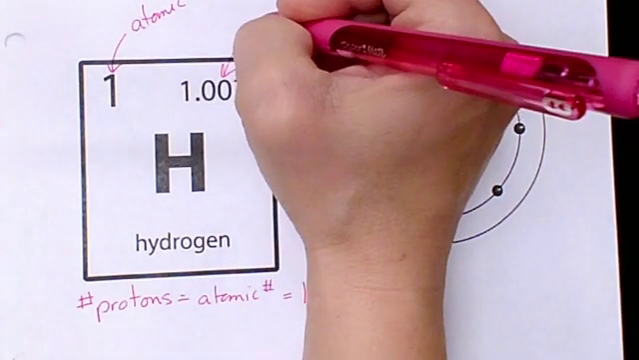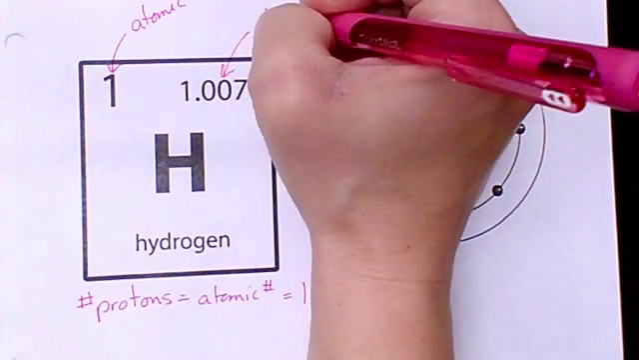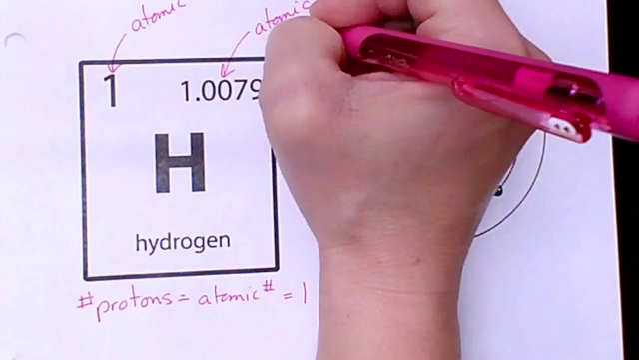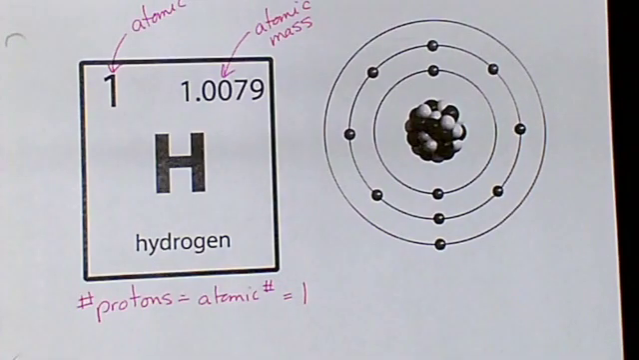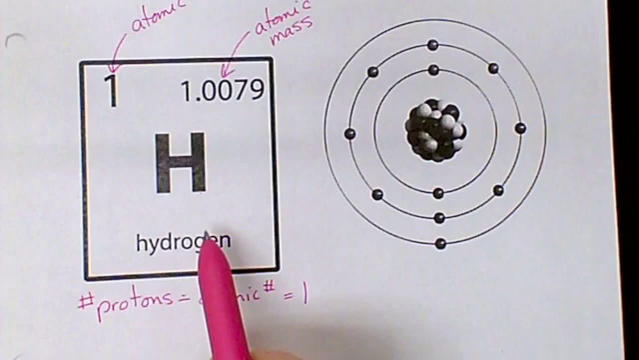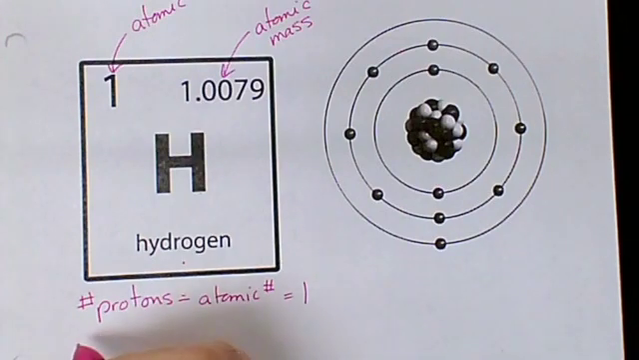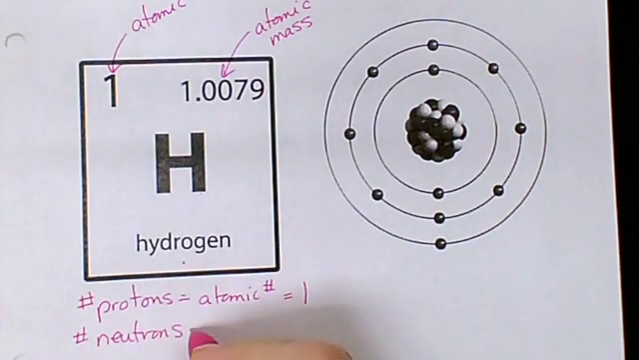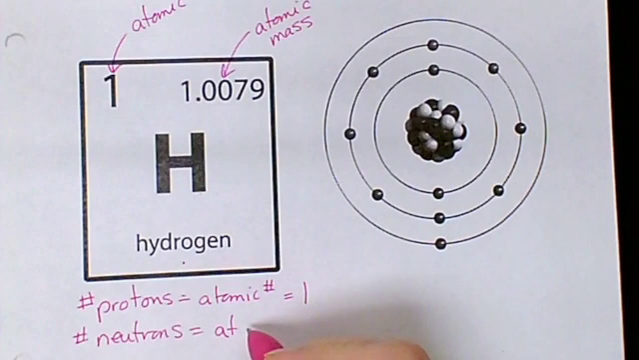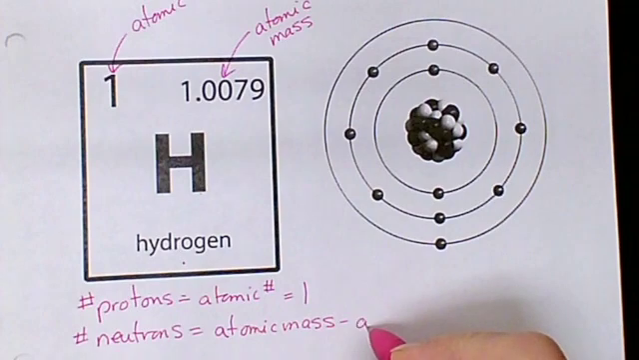We have our atomic mass. Notice it's not a whole number because it's an average. We have the symbol for hydrogen, which is just H, and its name, hydrogen. Now, how would we find the number of neutrons? That is the atomic mass, rounded off, minus the atomic number.